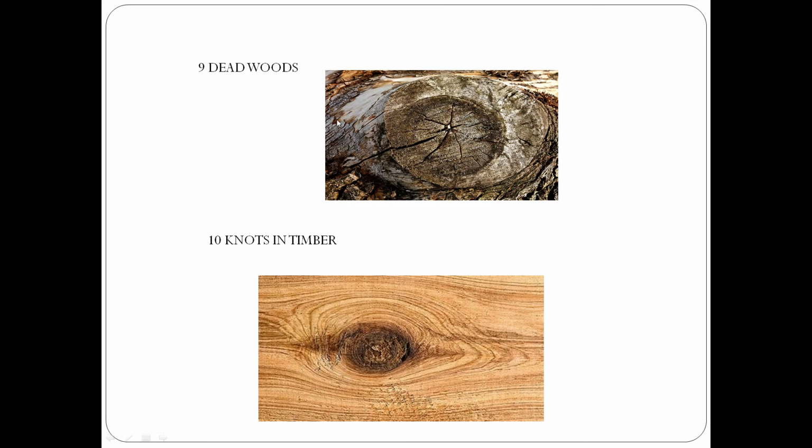Now, dead wood. The dead wood obtained from the cutting of a dead tree is light in weight and actually defective. It is reddish in color and its strength is very low.